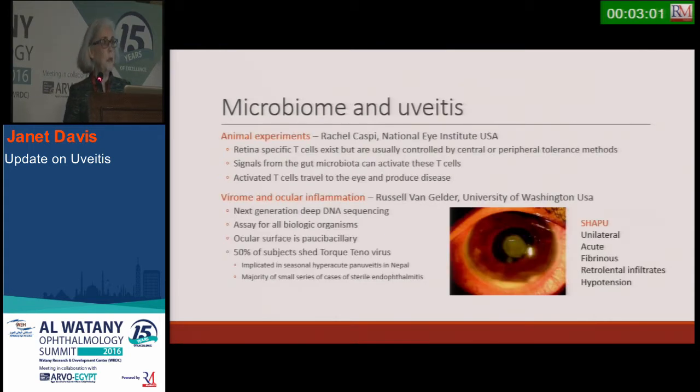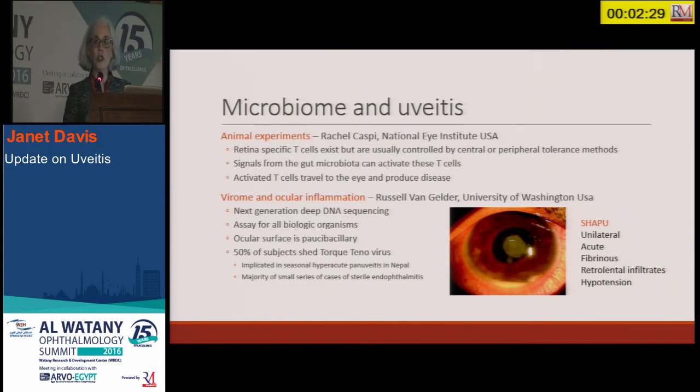In animal experiments, which is the experimental autoimmune uveitis model, Rachel Caspi is able to show that in the gut microbiota, there's signaling that activates retina-specific T cells and produces uveitis. Russell Van Gelder is interested in what he calls the virome, our total burden of viral disease. He uses next-gen deep DNA sequencing. He can assay for all biologic organisms and also for viruses. And he's found very interesting findings of this torque teno virus.